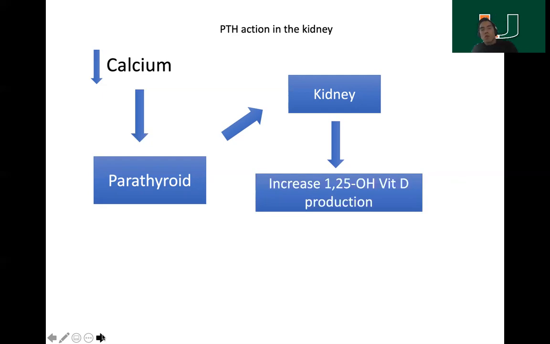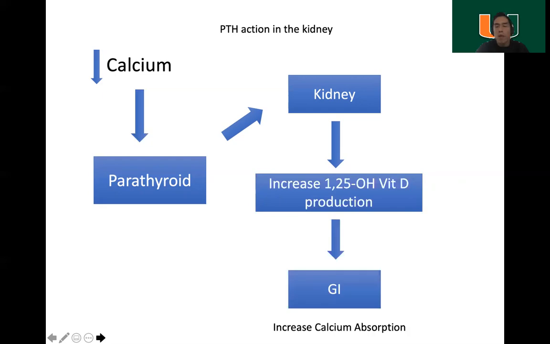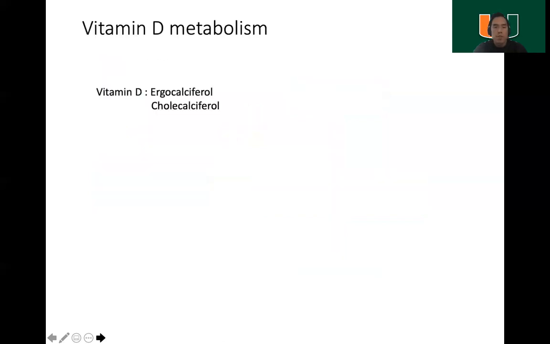by the activation of the enzyme called 1-alpha hydroxylase. It hydroxylates the vitamin D to become 1,25 dihydroxyvitamin D. This is the reason why patients with chronic kidney disease require calcitriol, because they cannot make the active vitamin D. And again, calcitriol has an effect in the GI tract to increase calcium absorption.